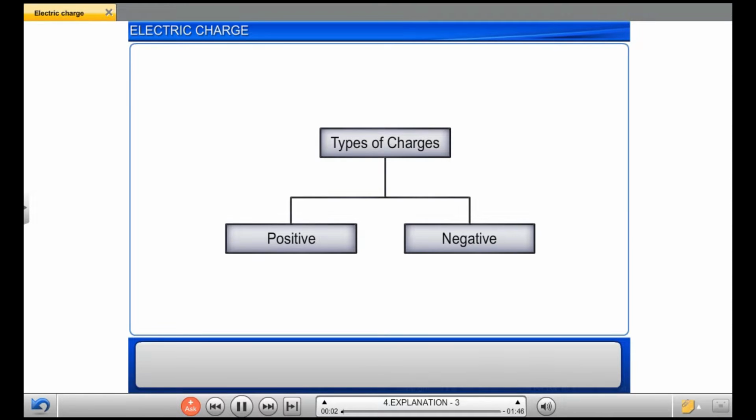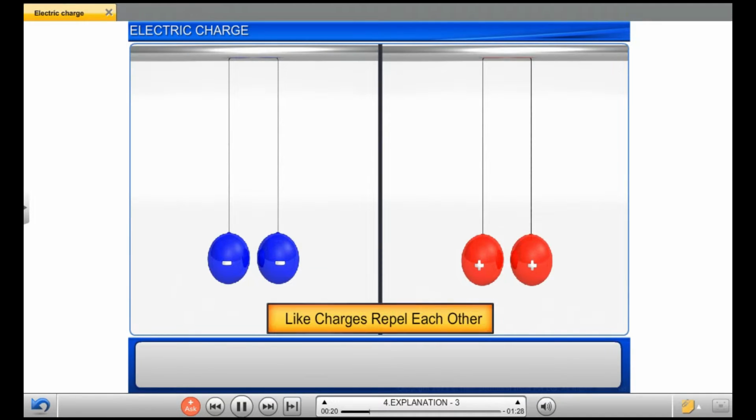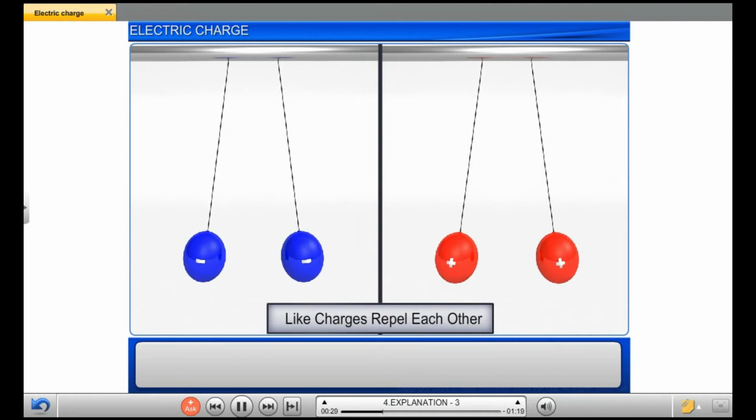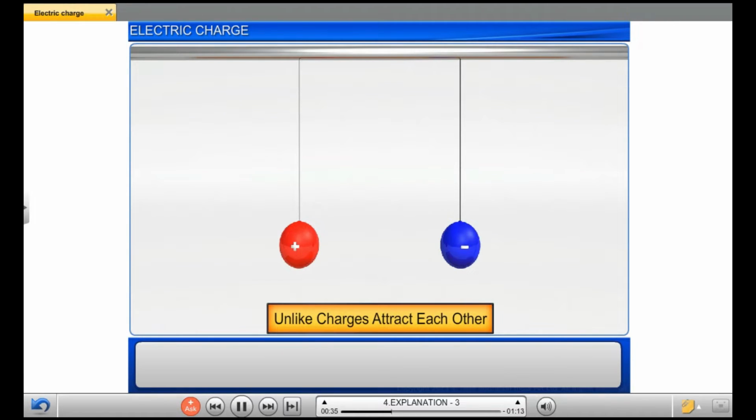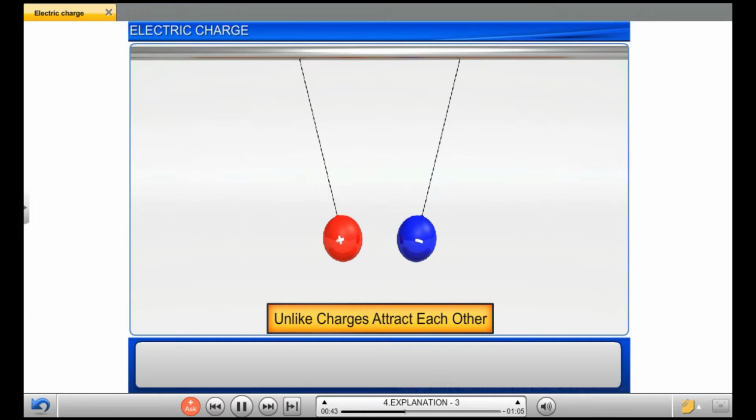From these observations, we see that there exist only two types of electric charges in nature. Conventionally, they are called positive and negative. It is also observed that like-charged bodies repel each other. For example, two pith balls, both carrying like charges, repel each other. Unlike charged bodies attract each other. For example, a pith ball carrying a positive charge will attract a negatively charged pith ball.